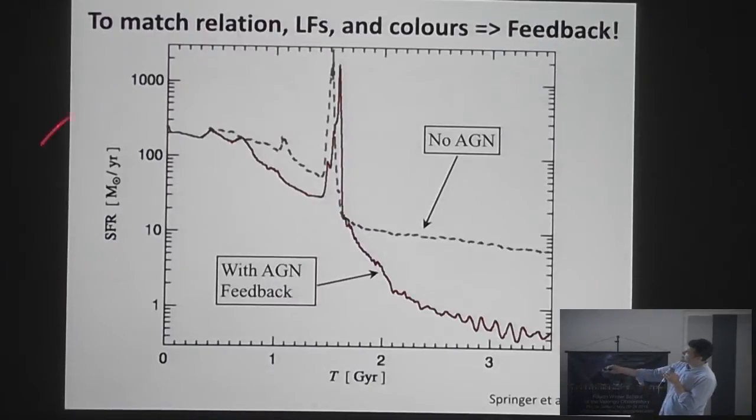This is just looking at the star formation rate versus time. Without the AGN, you see that the star formation kind of plateaus off, whereas with the AGN, it dies down relatively rapidly, and this allows for red and dead elliptical galaxies.